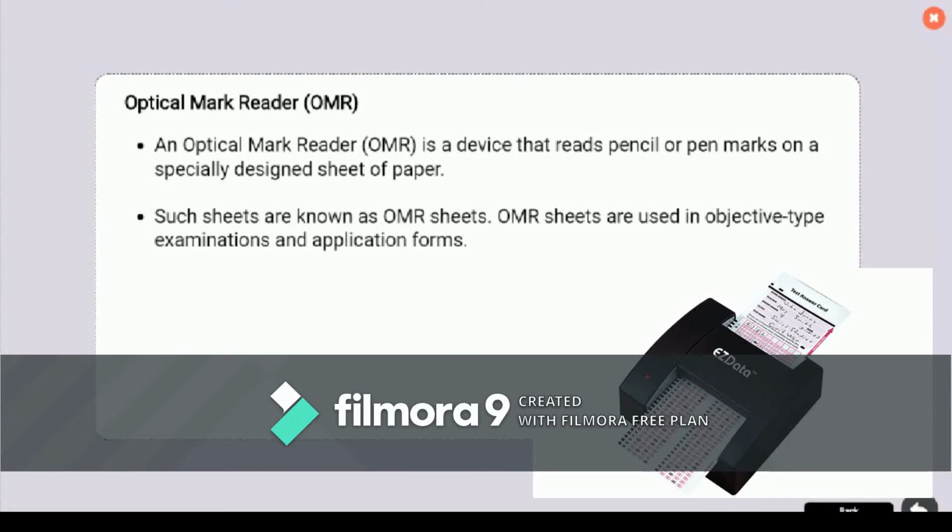An optical mark reader is a device that reads pencil or pen marks on a specially designed sheet of paper. Such sheets are known as OMR sheets.